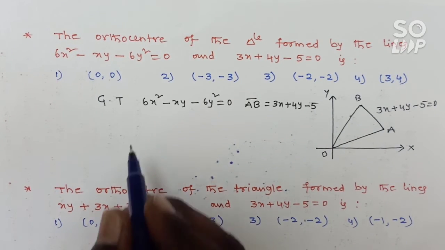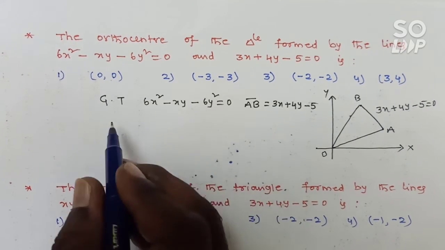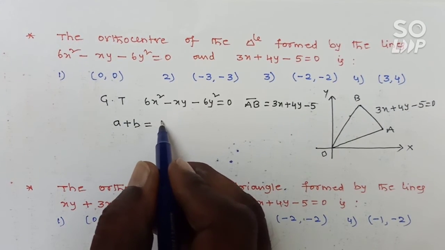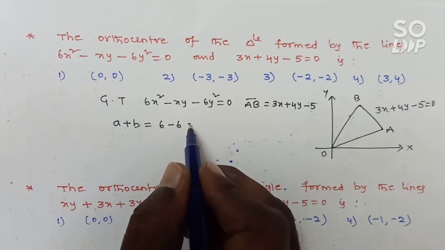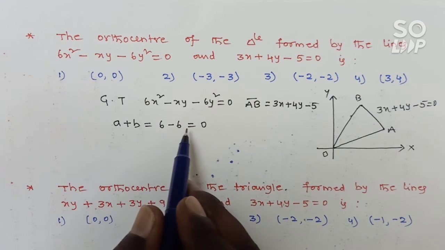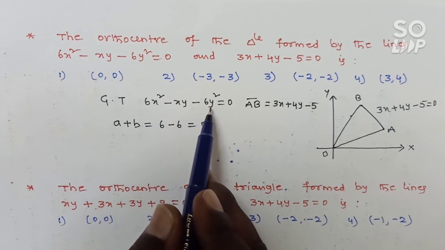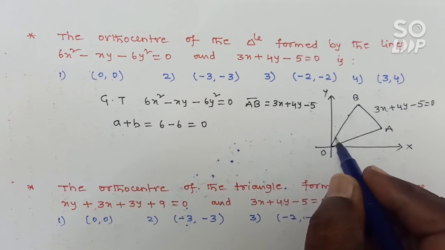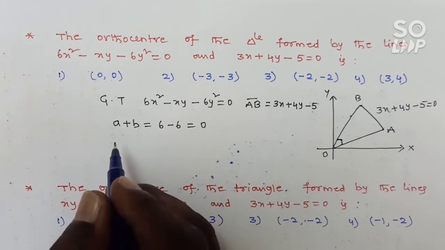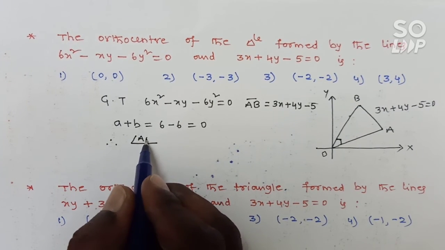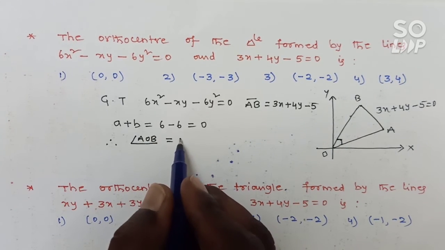This is that AB. Now in that homogeneous equation, clearly A plus B is equal to 6 minus 6, that is equal to 0. Now if A plus B is equal to 0, it means these two lines are perpendicular. What is the right angled vertex in this one? So here the origin is the right angled vertex. Therefore, angle AOB is equal to pi by 2.